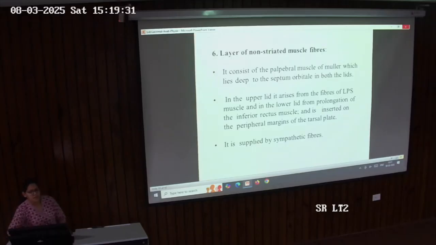Now, sixth layer is a layer of non-striated muscle fiber, which is known as Muller muscle, and it lies deep to the septum orbitale in both the upper lid and lower lid. In the upper lid, it arises from the fibers of LPS muscle, and in the lower lid, it arises from the prolongation of the inferior rectus muscle, and is inserted on the peripheral margin of the tarsal plate. It is supplied by the sympathetic fibers.